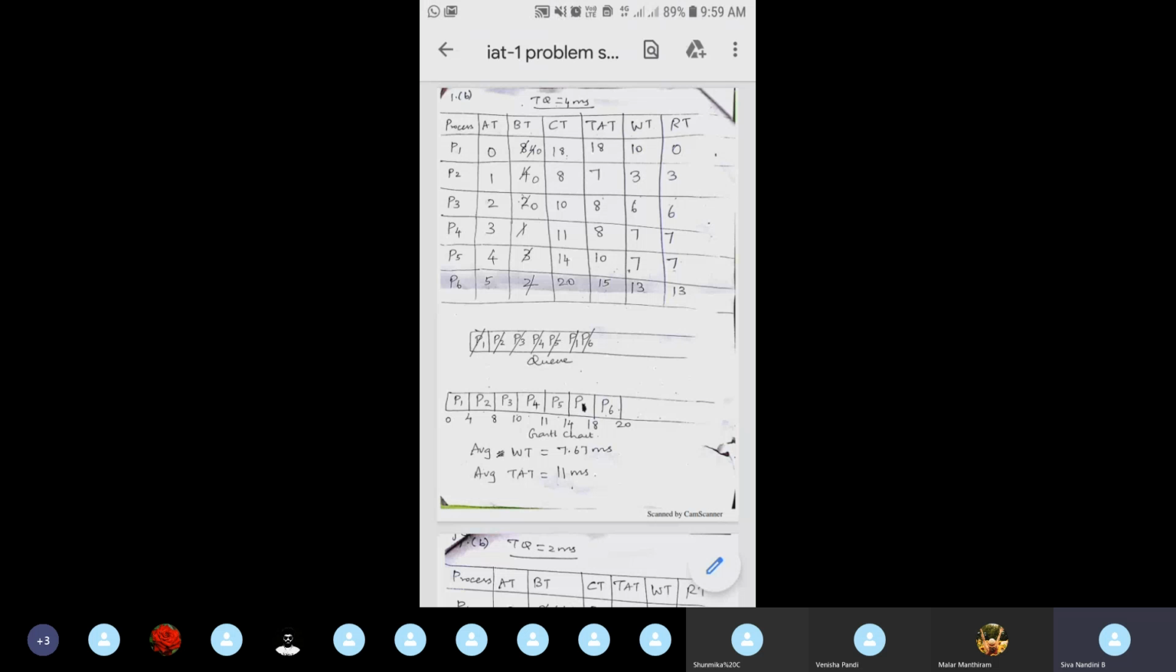So from 3 millisecond to 10th millisecond, the process P4 waited in the system for getting its first response. So the response time will be 10 minus 3, that is 7 millisecond.